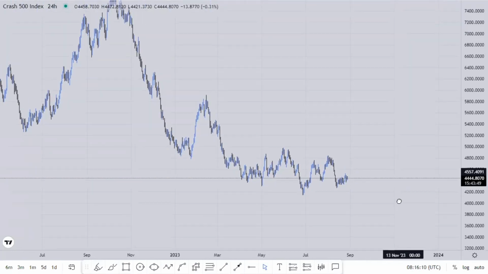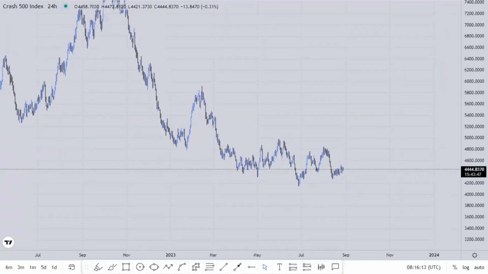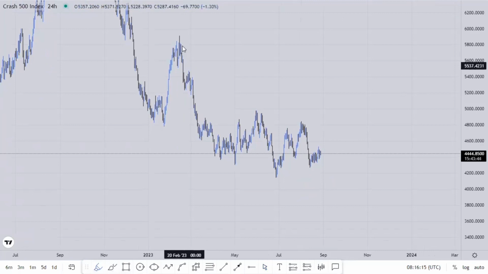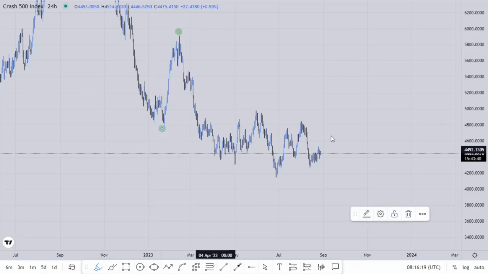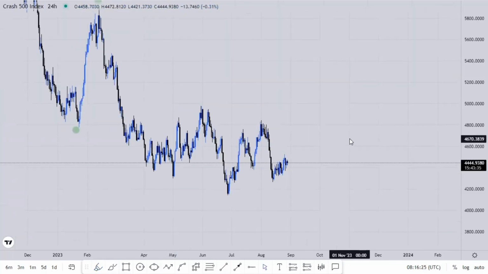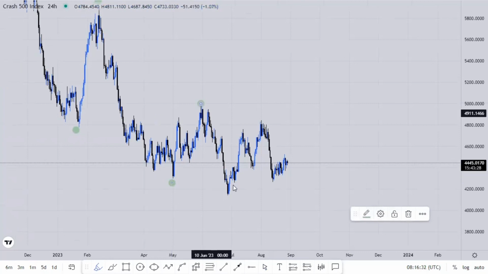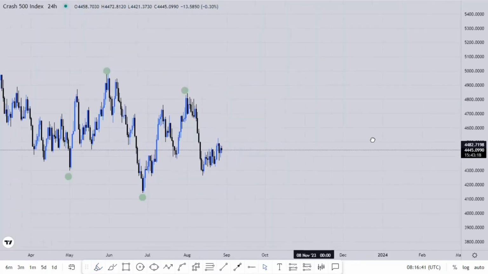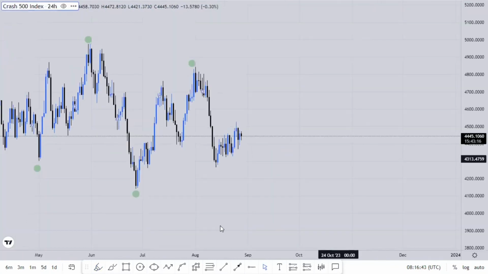So Crash 500, this is the structure. This was the previous swing lower high, swing lower low, like that. You can see swing lower low, swing lower high there. Swing lower low, swing lower high like this. So this is the current structure of Crash 500.